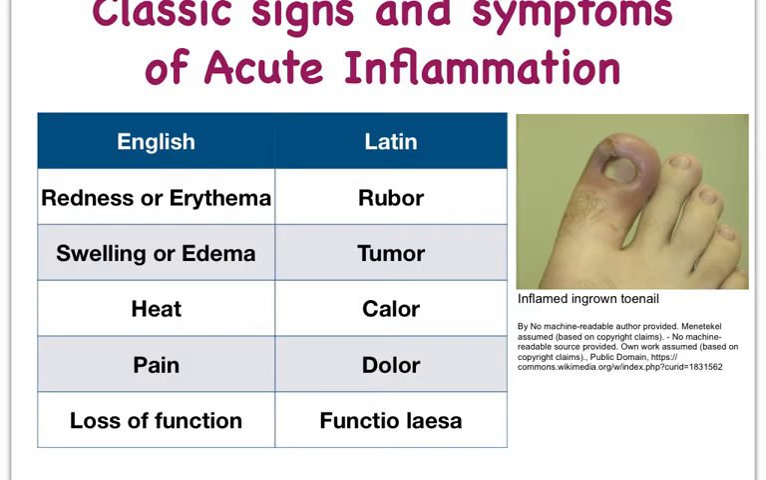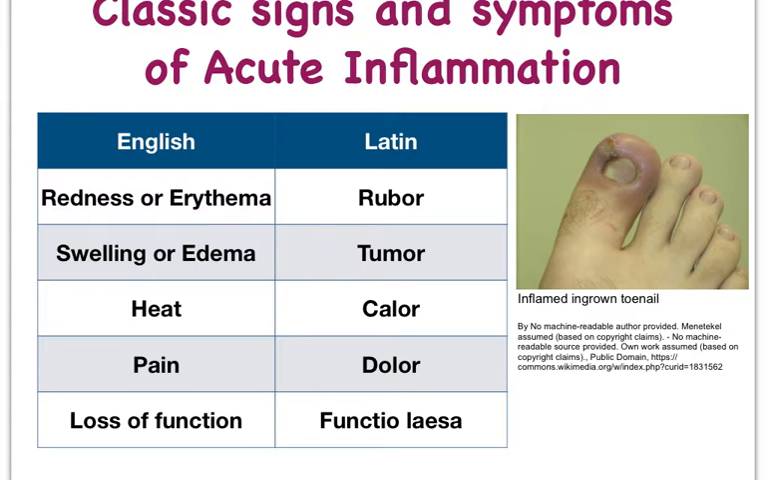Acute inflammation is characterized by very typical signs and symptoms, and they're very often expressed in Latin, but we will also often use the English version of the term. So rubor, tumor, calor, dolor, functio laesa. Actually, I should really pronounce this better, but all of them have a meaning.